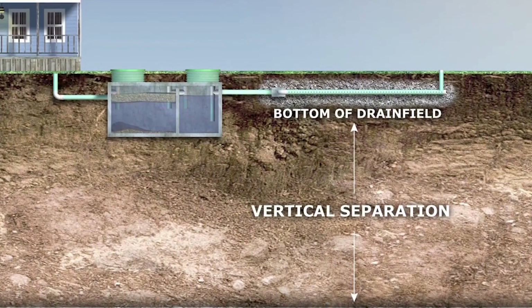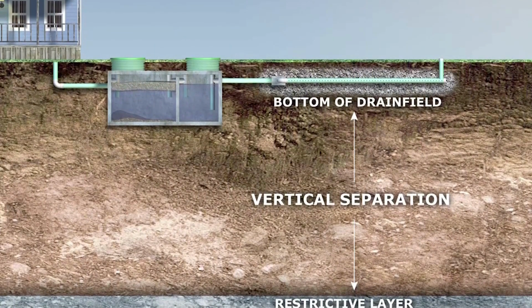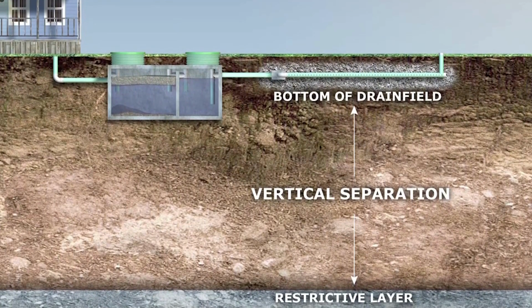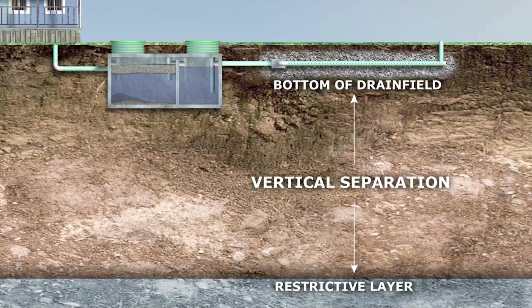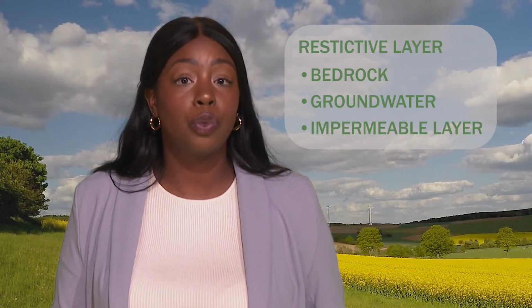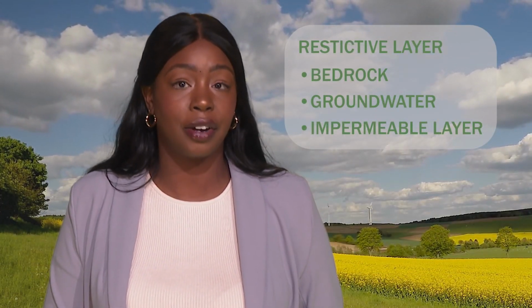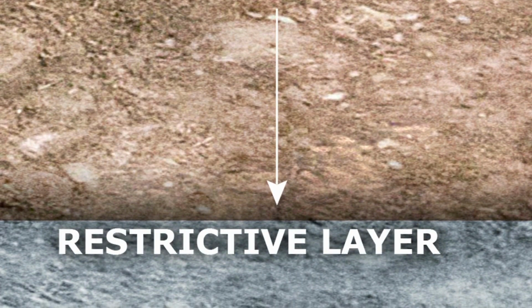In determining the type of system to be installed, the concept of vertical separation is very important. Vertical separation refers to the depth of soil on the property between the bottom of a drain field and the top of a restrictive layer. You can think of this area of soil as the filter for pathogen removal. The distance will help determine the system type. A restrictive layer could be bedrock, groundwater, or an impermeable clay layer. It is the depth where water will no longer flow down through the soil and receive treatment.